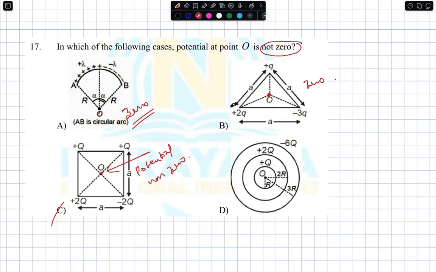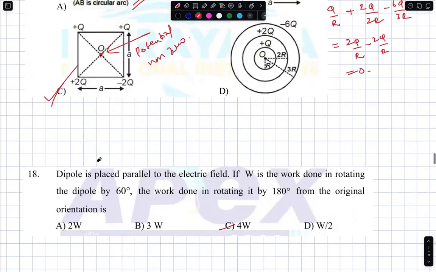Next. At least I have identified that the potential is non-zero here. I need to confirm, otherwise also C is my answer. But I'll confirm. Potential at O is Q by R plus 2Q by 2R minus 6Q by 3R. This is Q by R, 2Q by 2R, which is nothing but 2Q by R minus 2Q by R, 0. So potential is 0. So the only option available is C right now.